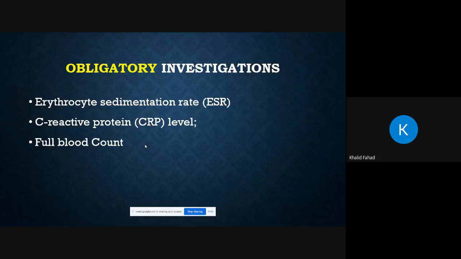So what are the obligatory investigations after obtaining a thorough history and examination, if we didn't reach a diagnosis? First of all, the ESR, erythrocyte sedimentation rate. Though it is non-specific for a certain disease, if the ESR is very high, more than 100, it may pinpoint to a certain cause, for example, tuberculosis. So the patient presented with fever and a very high ESR, more than 100, as an infectious cause, we have to rule out tuberculosis. Especially if the patient has cough and has had contact with a patient with tuberculosis recently.